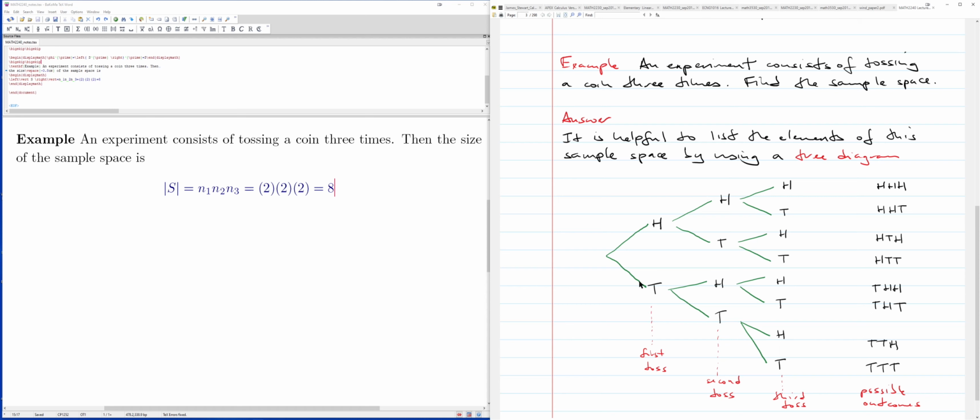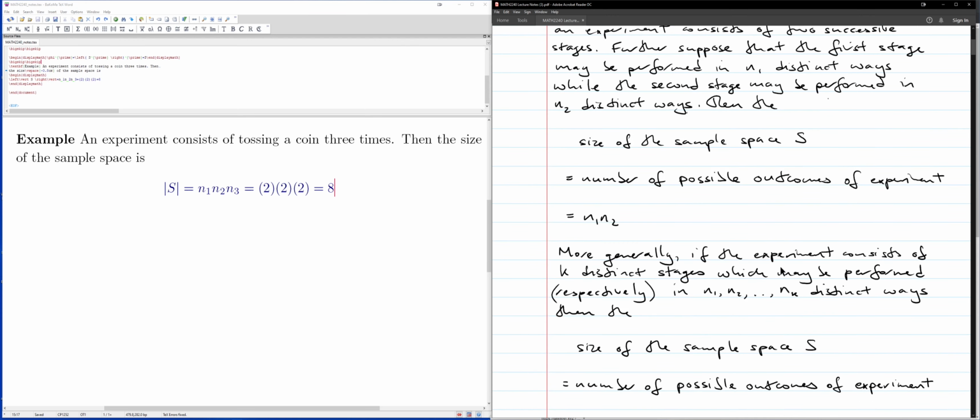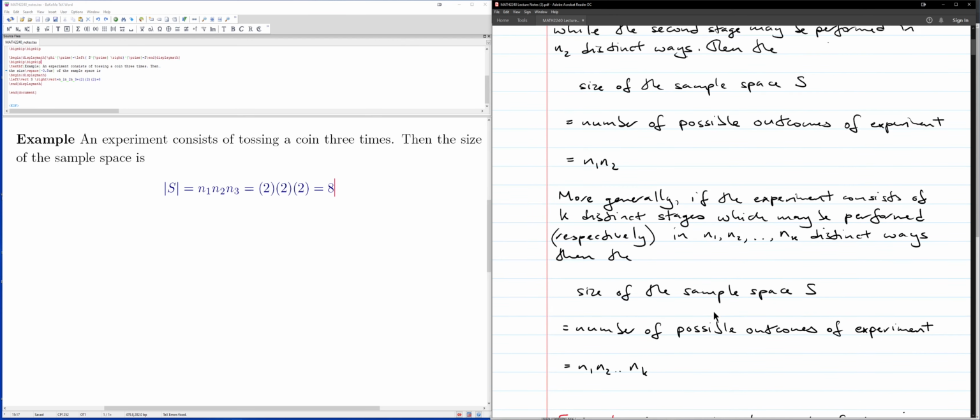The n1, n2, and n3 in this particular case all happen to be equal to 2. It doesn't always have to be like this, but in this problem they are all equal to each other, equal to 2. Anyway, the size of the sample space using your multiplicative property is n1 times n2 times n3.